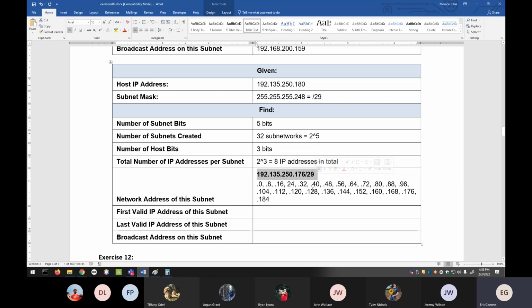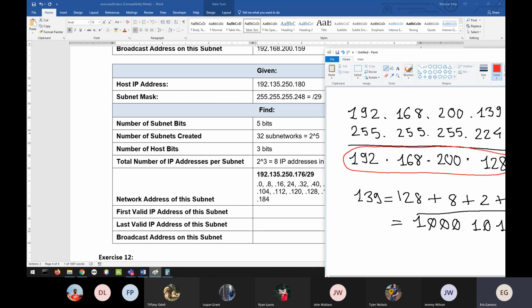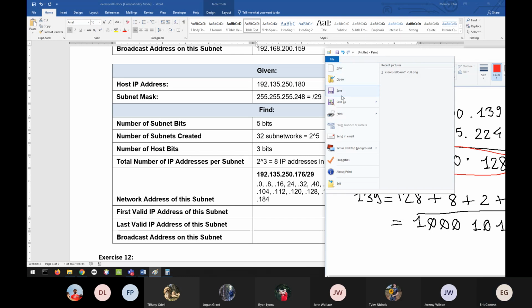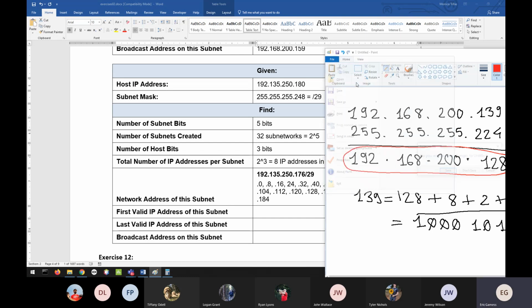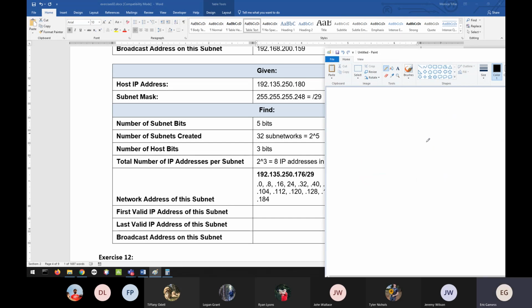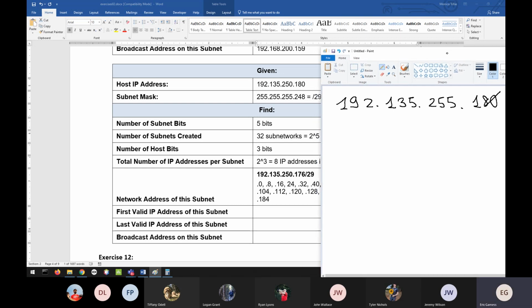Okay? So another way to do it is to go to binary. As an initial IP address, we have 192.135.250.180. And we have to do a bitwise AND on this with 255.255.255.248.